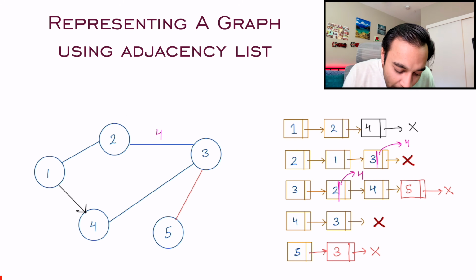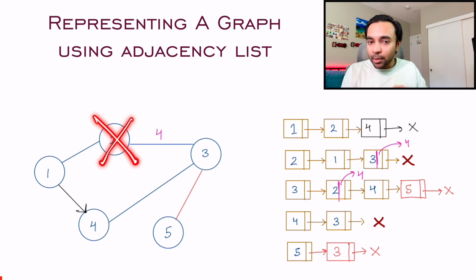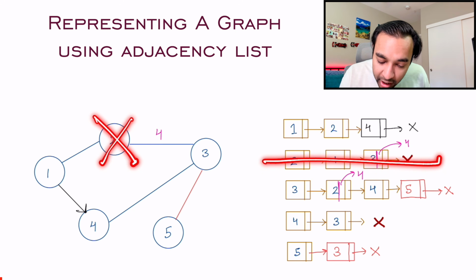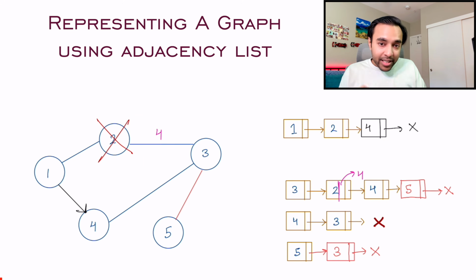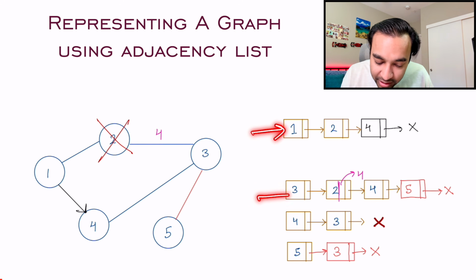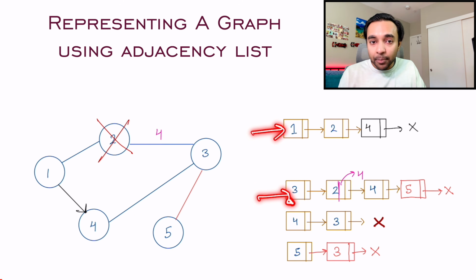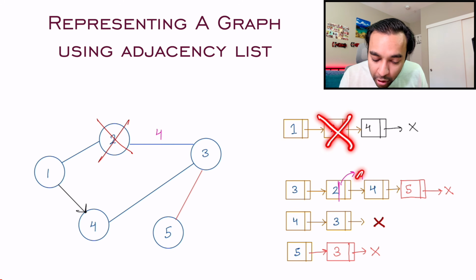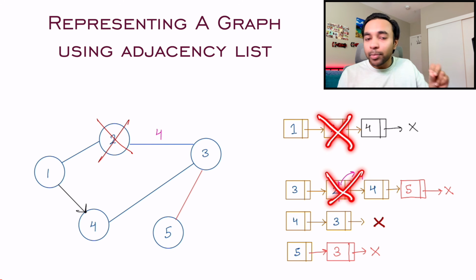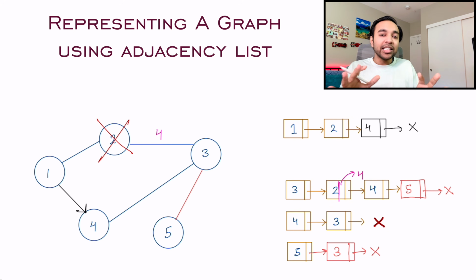So let us say now I want to get rid of vertex number 2. What do you do now? First of all, you will need to get rid of this list completely. This list is now completely gone, but you have to update all of your other lists as well. So what you will do is you will iterate over each of these lists which have node number 2 in them, and then you are gonna use your linked list operations to remove this particular node. So this is how you can perform all of these basic operations on a graph using an adjacency list.